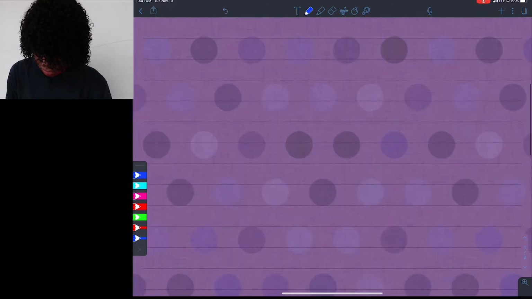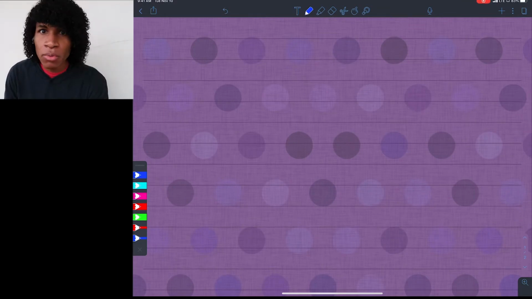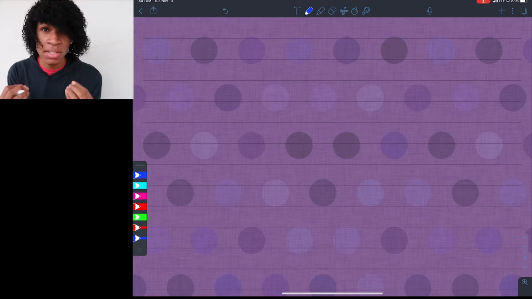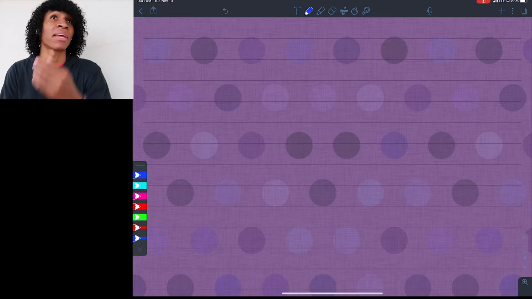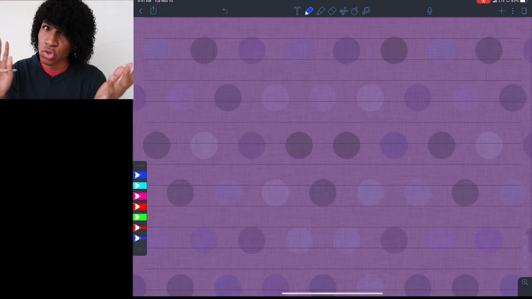So today we're going to be multiplying and dividing one-step equations. This is going to be very similar to what we did before. We're trying to get x alone, and we're going to do that by using multiplication and division instead of addition and subtraction. So let's get to it.